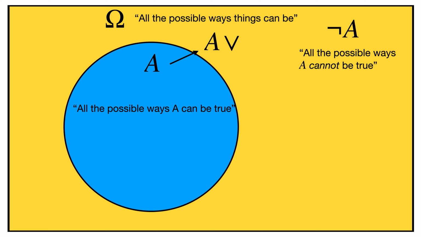And if I take A's disjunction with not A, based on our rules of logic, this is equivalent to all the possible ways things can be, because either A is true or A is not true, and everything else that happens must conform to one of these different circumstances.